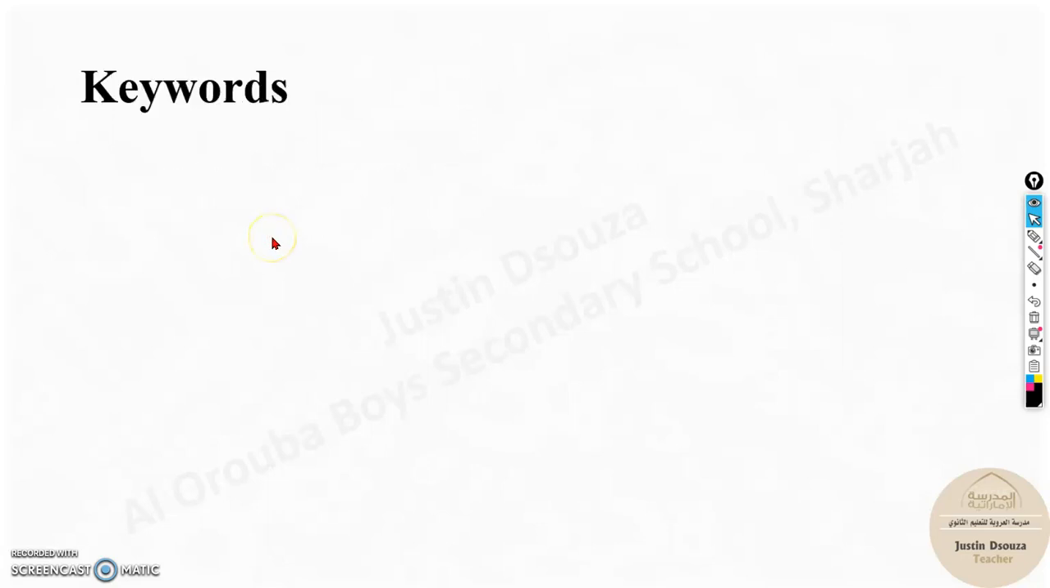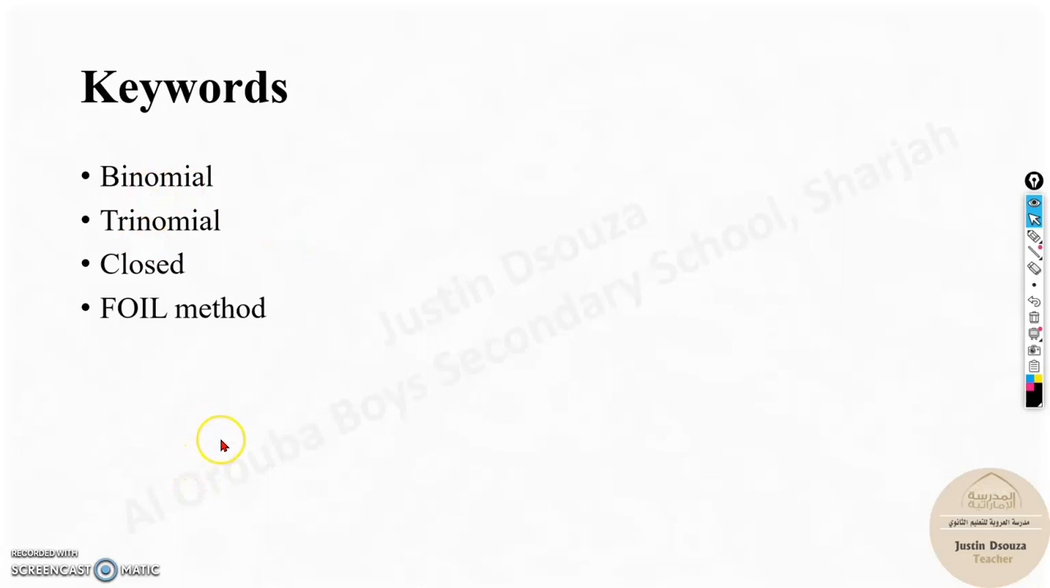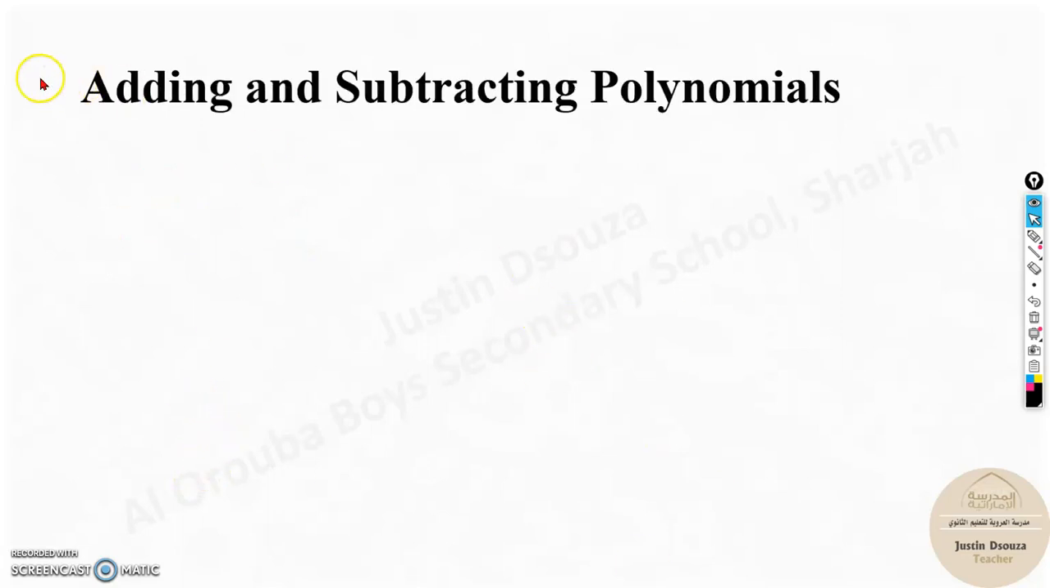Now we will look into the keywords. We will come across binomial, trinomial, closed, and FOIL method. We will come across these as we go on. So now we will start with the lesson, the first topic, adding and subtracting polynomials.